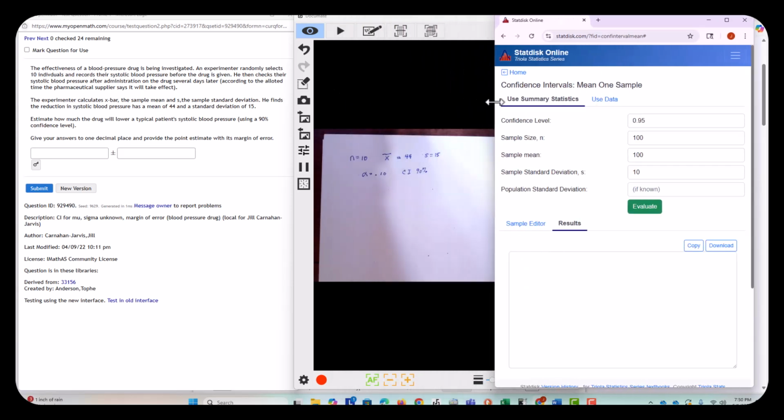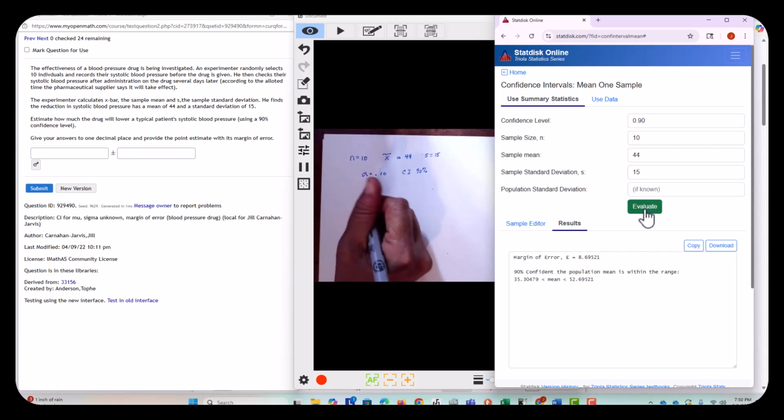Okay. Confidence level is 0.90. Remember, you have to write it as a decimal. Sample size is 10. Sample mean is 44. Sample standard deviation is 15. Evaluate. Notice that it gives you the margin of error.